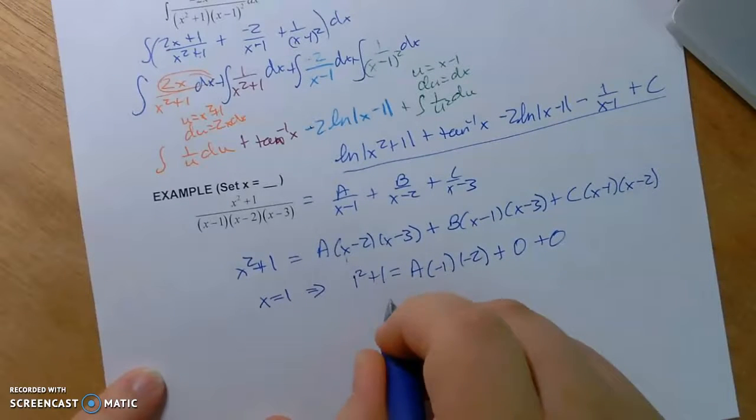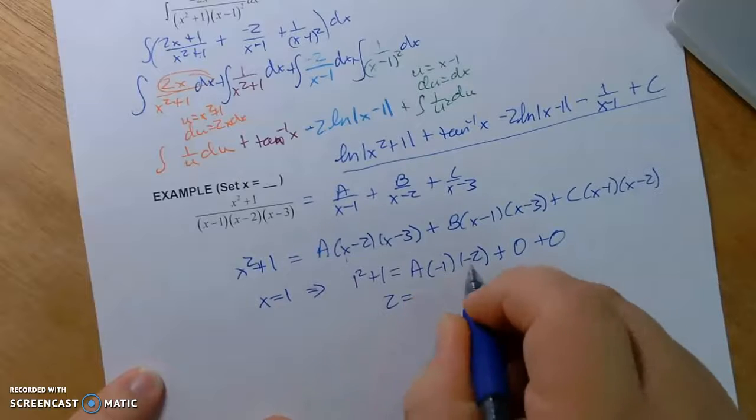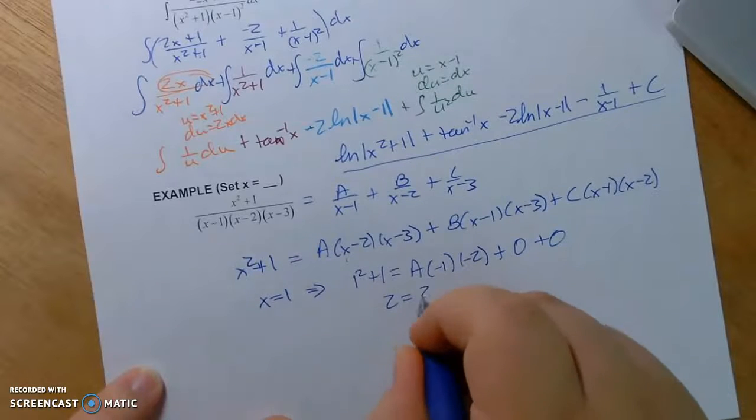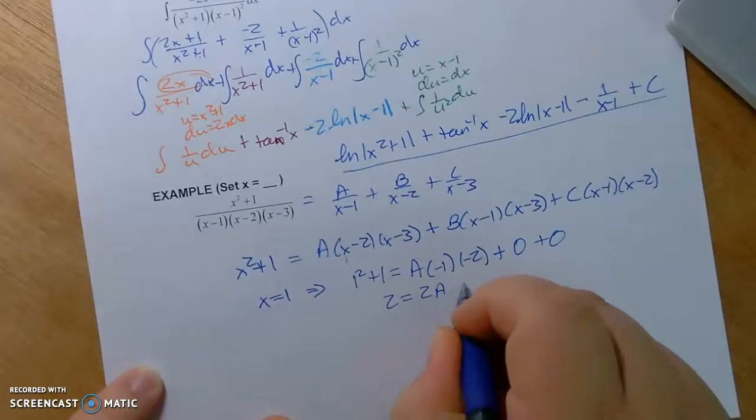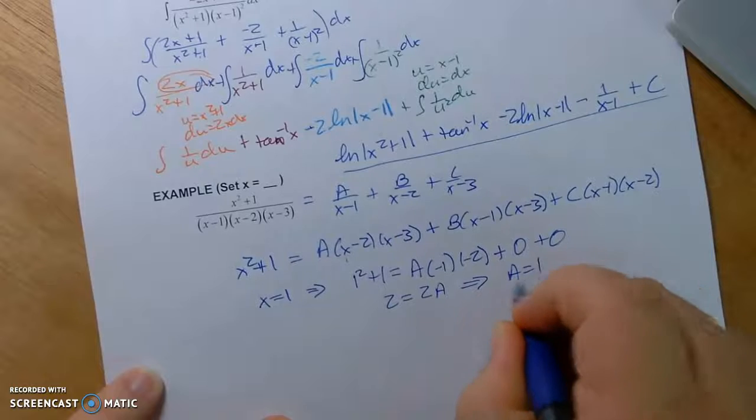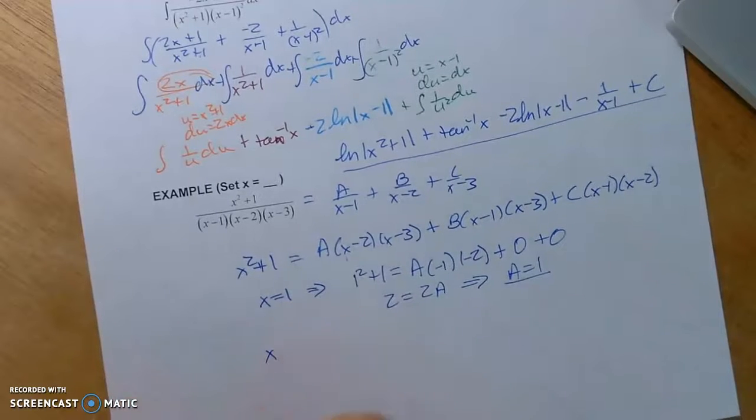So 1 squared plus 1 is 2. Negative 1 times negative 2 is 2, so we get 2a. So 2 equals 2a implies a equals 1. So the next one I'm going to guess is, any guesses, yeah, we're going to let x equals 2.